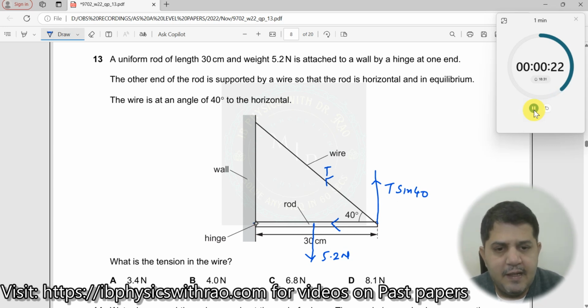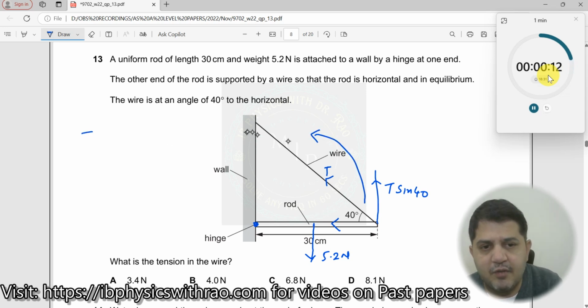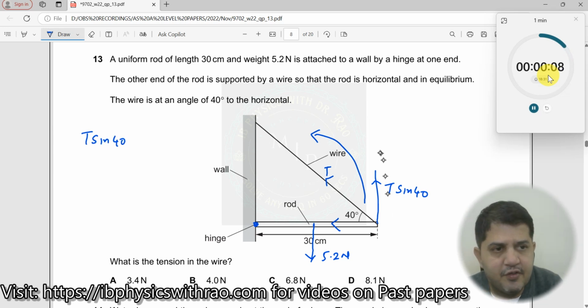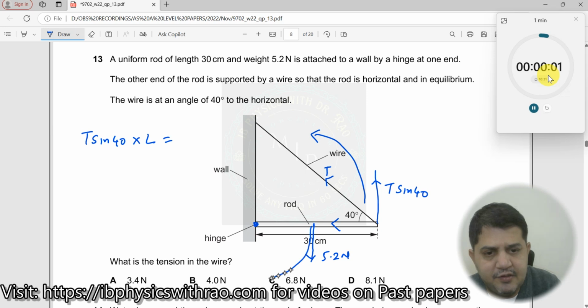Let me take the moment about this point because that's a fixed point, right? So if I take the moment about that point, now I can say this is your clockwise moment. What is the clockwise moment? Sorry, anti-clockwise moment. Anti-clockwise moment is T sine 40, force, multiplied by this distance. What is the distance? Multiplied by L. Is equal to clockwise moment. This is your clockwise moment, right?